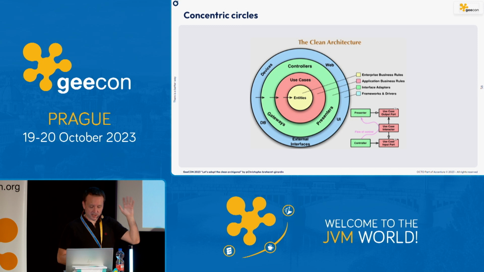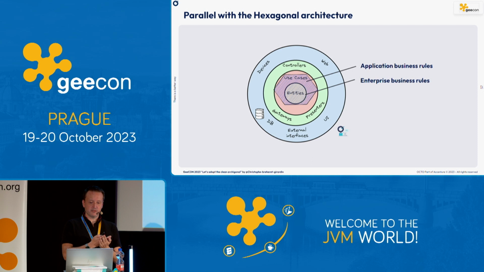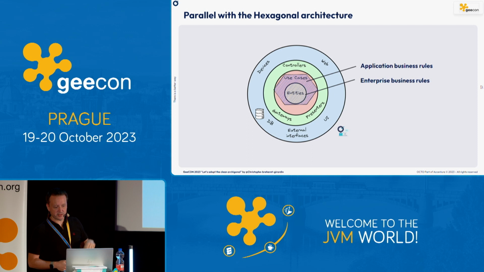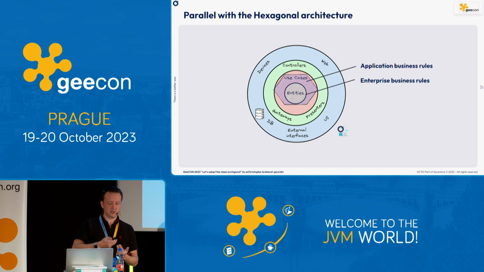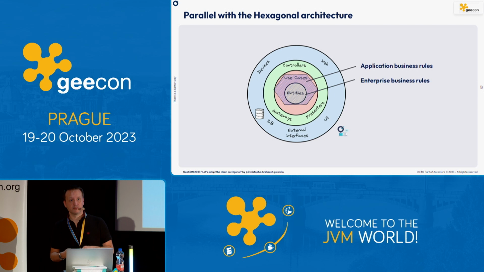If we do a parallel with the hexagonal, your hexagon is inside the two inner circles, use case and entities. The use case is the application business rules, like I want to book a room, and we have three parameters, for example. And the entities are the enterprise business rules, like on Sunday, it's 20% off, for example. So this is a workflow.